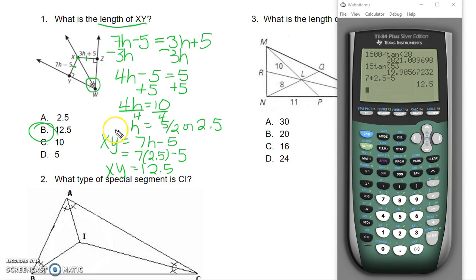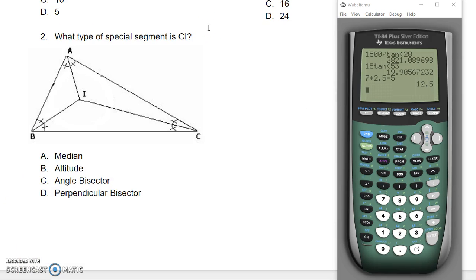Okay, I'm going to have to move it up for a moment to get number 2. Okay, number 2, what type of special segment is CI? Well, I see CI is this segment right here. So what I'm looking at is these markings right here, and it looks like I am splitting that angle in half. If I'm splitting that angle in half, then it makes it an angle bisector. Okay, I'm going to move it again.